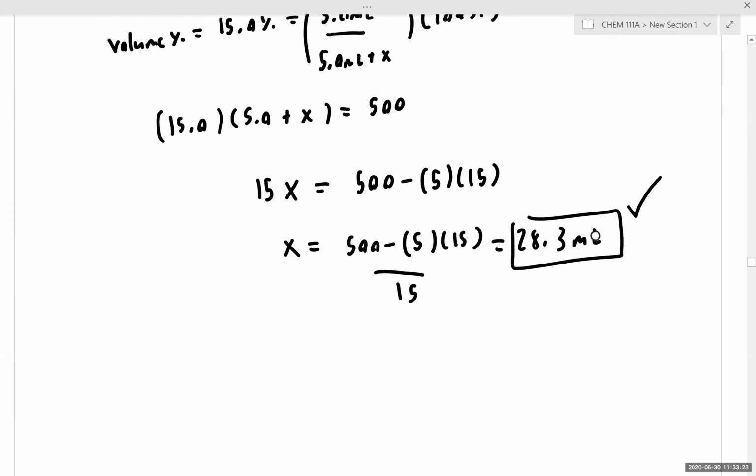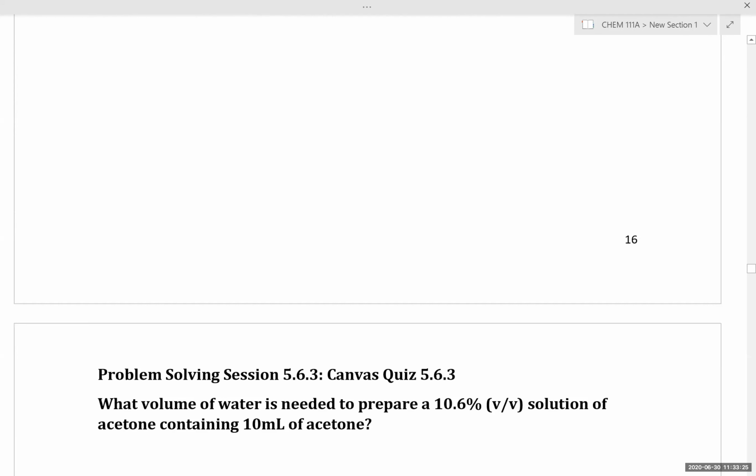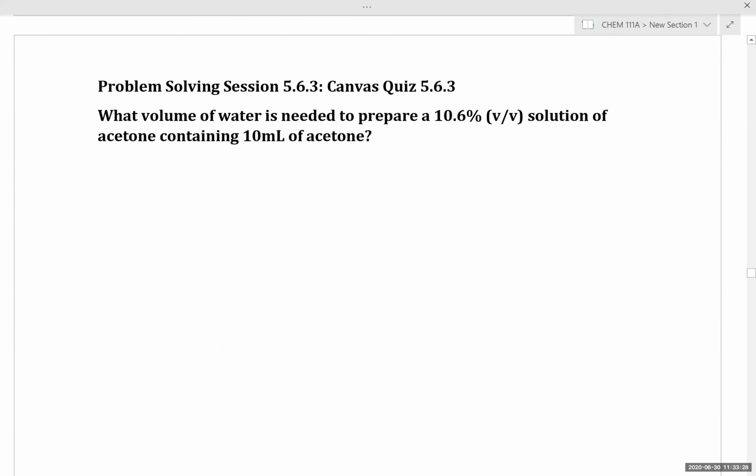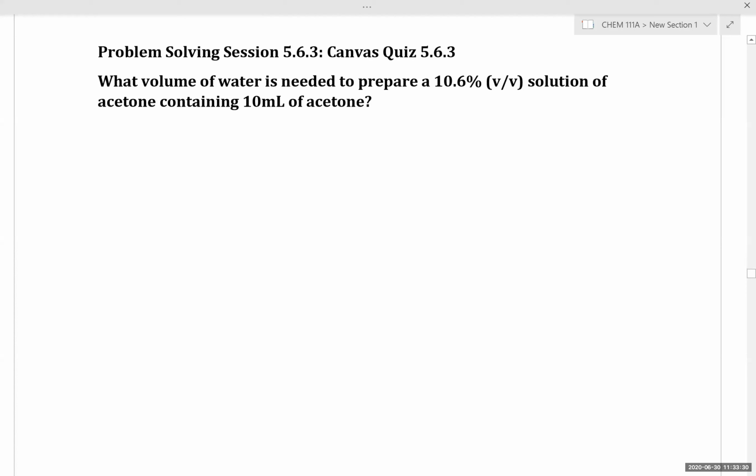Okay, so let's try to apply our understanding of this problem-solving manifold to the following problem. You're welcome to submit your responses verbally via the chat or via Canvas Quiz 5.6.3 if you want to receive immediate feedback on this question. And we'll discuss this example in about 3 minutes.